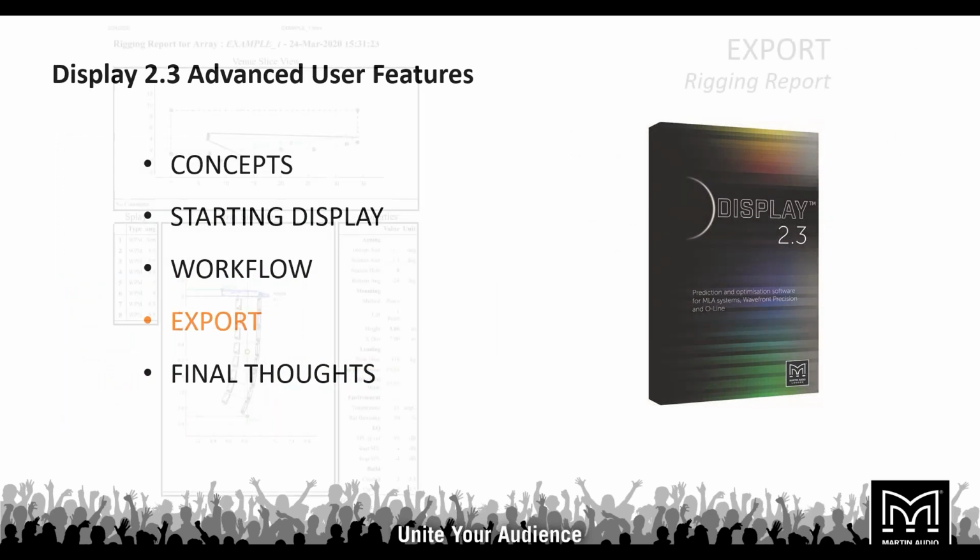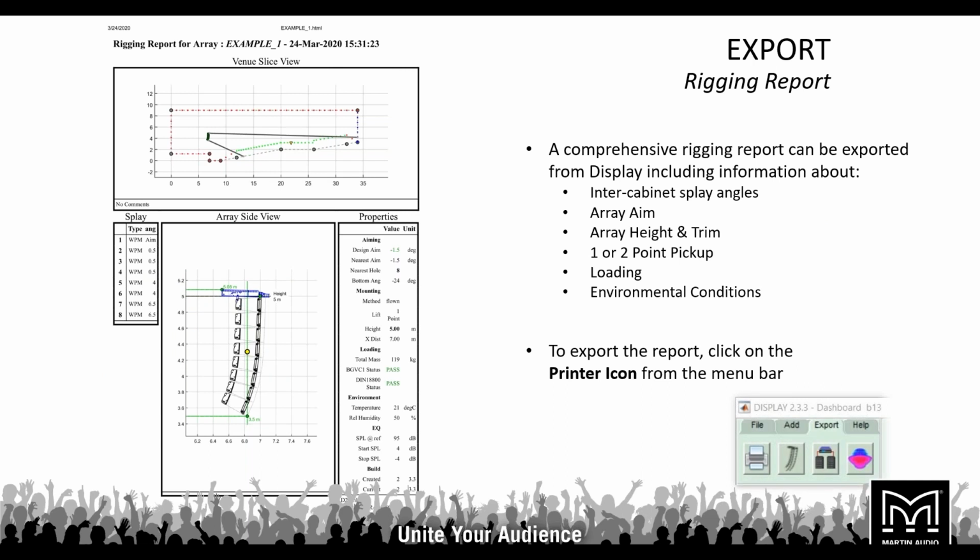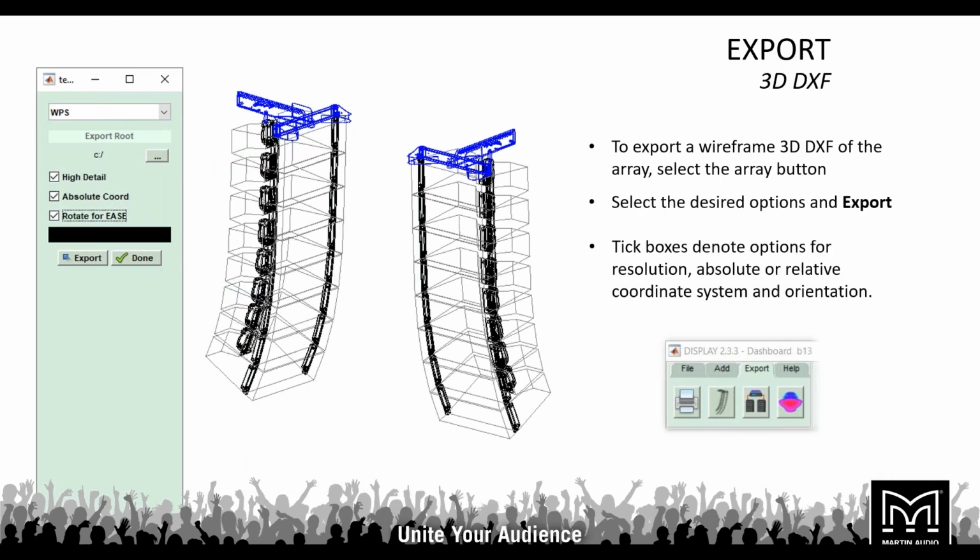So let's take a quick look at the Export tab. Here's what the rigging report looks like. It contains not just rigging information, it contains a few other things, like temperature, humidity, what target SPL we're going for, what variation we're going for, what software version this file was created in, etc. And you can access it from the printer icon, and this will shoot out an HTML file, which can then be readable in any browser, whether it's a laptop or a tablet or even a cell phone, probably even Apple Watches nowadays, who knows.